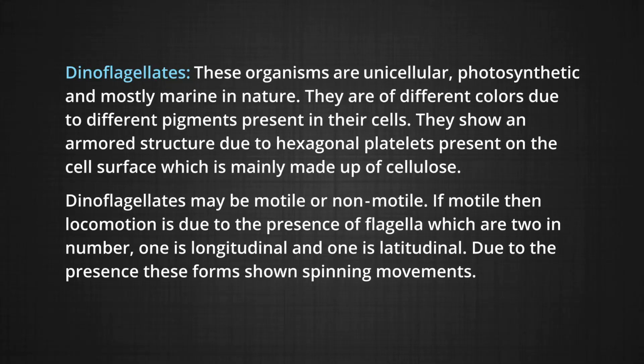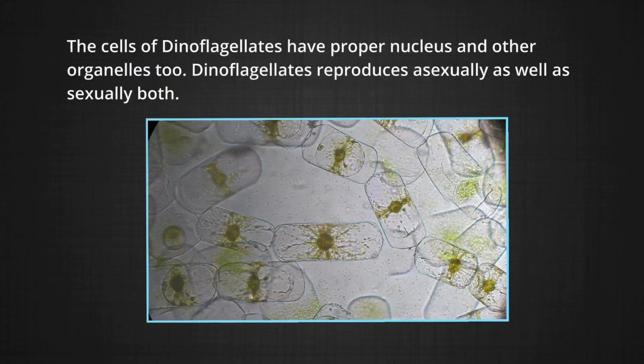One is longitudinal and one is latitudinal. Due to the presence, these forms show spinning movement. The cells of dinoflagellates have a proper nucleus and other organelles too. Dinoflagellates reproduce asexually as well as sexually.